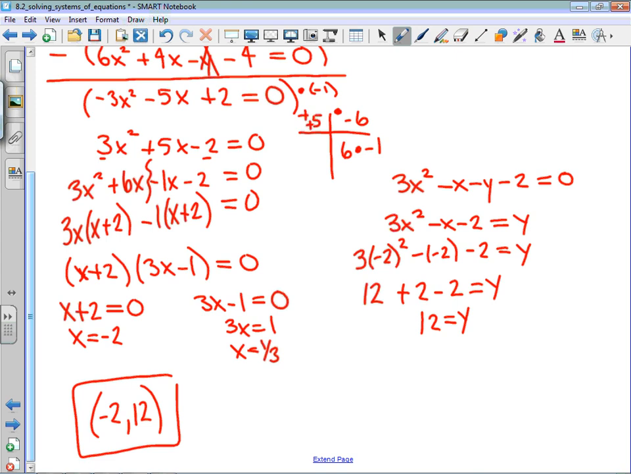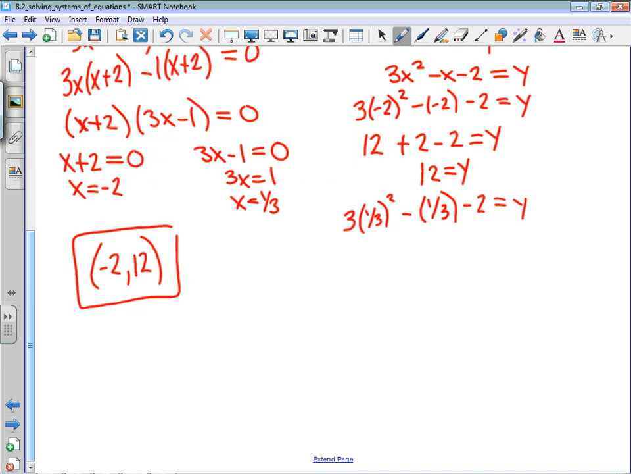The other answer is found by plugging in the other x value to the same equation, and that's okay. So it's 3 times 1/3 squared minus 1/3 minus 2 is equal to y. A lot of students get a little bit worried when they see fractions like this because most students don't like working with them, but it's really important that if we take 3 and multiply it by 1/3 squared, that 3 is going to cancel one of those 1/3.